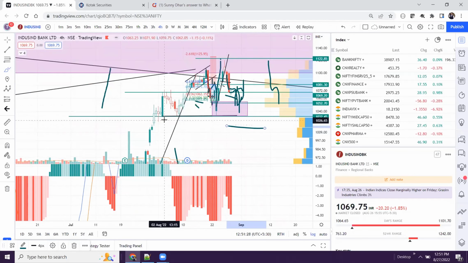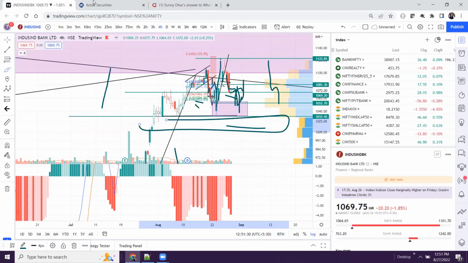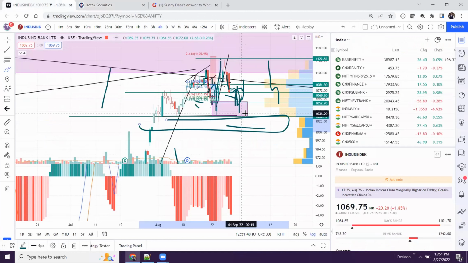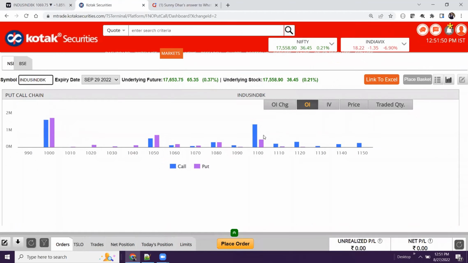So I will trade more if this is the highest. You can see that this area also has some put interest getting built, right? It means someone is now shorting this 1,000 also, which means anytime it breaks this, it can fall more. So this is how you interpret data.